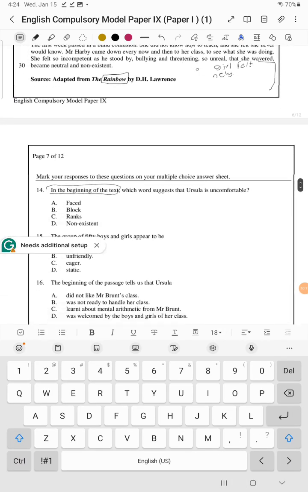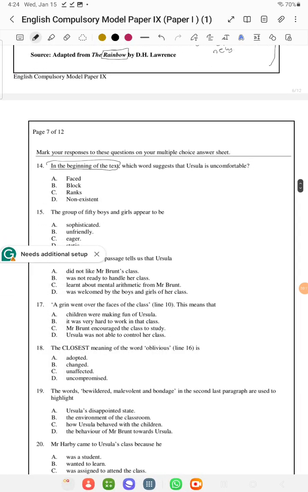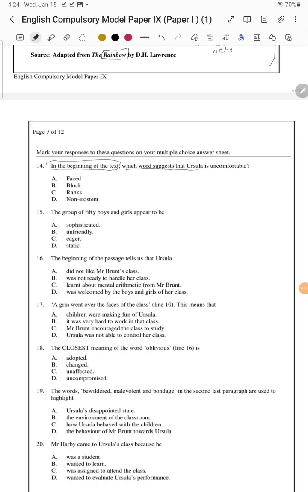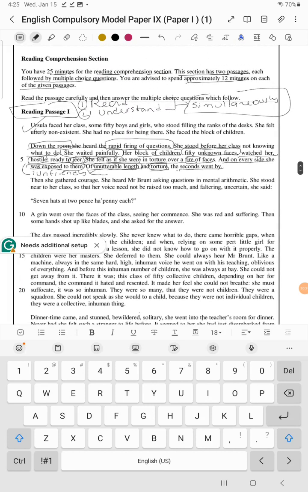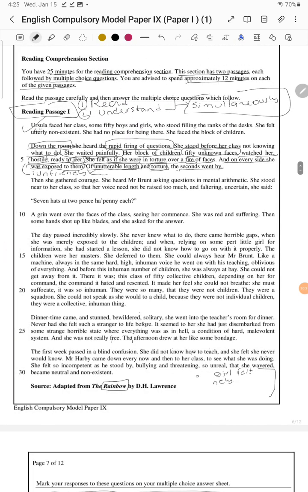In the beginning of the text, the question is asking which word suggests that Ursula is uncomfortable. Okay, so we can see that Ursula faced her class, some 50 boys and girls who stood in the ranks of the desk. She felt utterly non-existent. Okay, she had no place for being there. She faced the block of children.